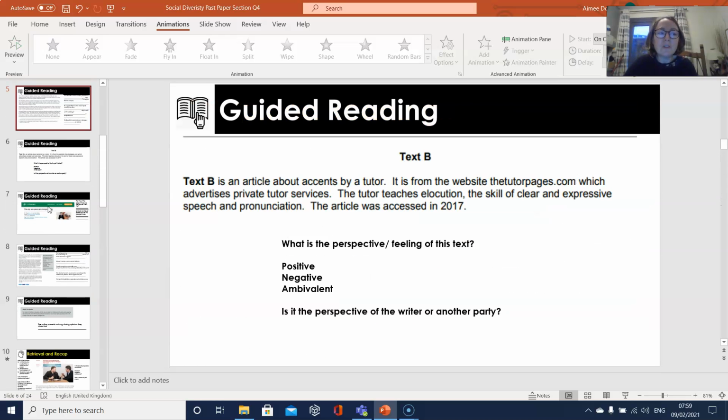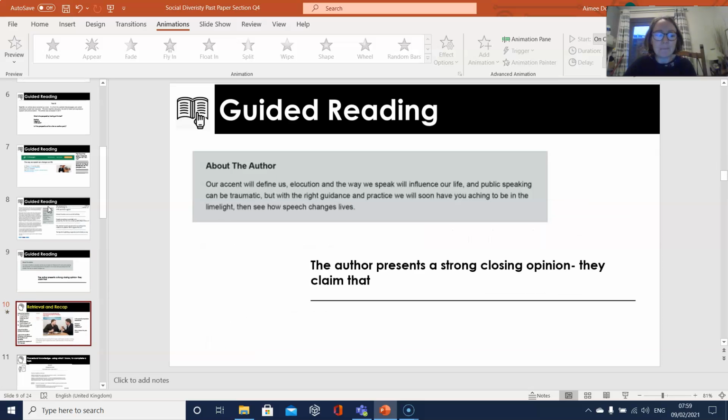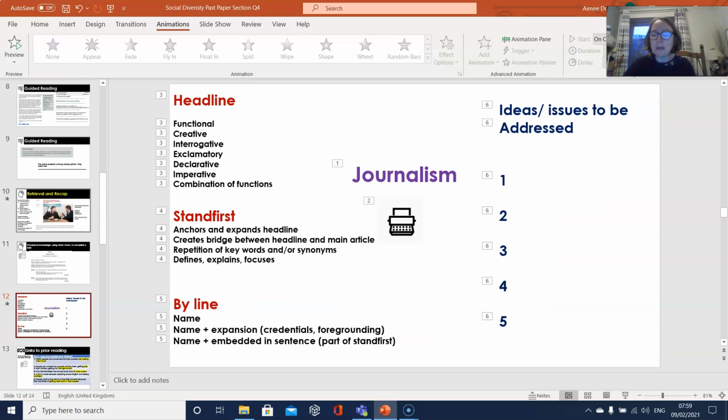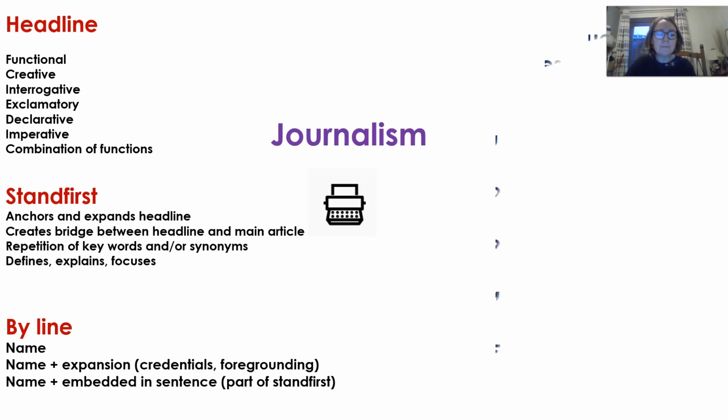So you could just look through the articles. An idea is that received pronunciation is the gold standard. Modified RP is being presented as the best way to speak. So you can just, in a minute, press pause, look at your articles again and the notes you've made on the articles and get your 5 ideas and issues.